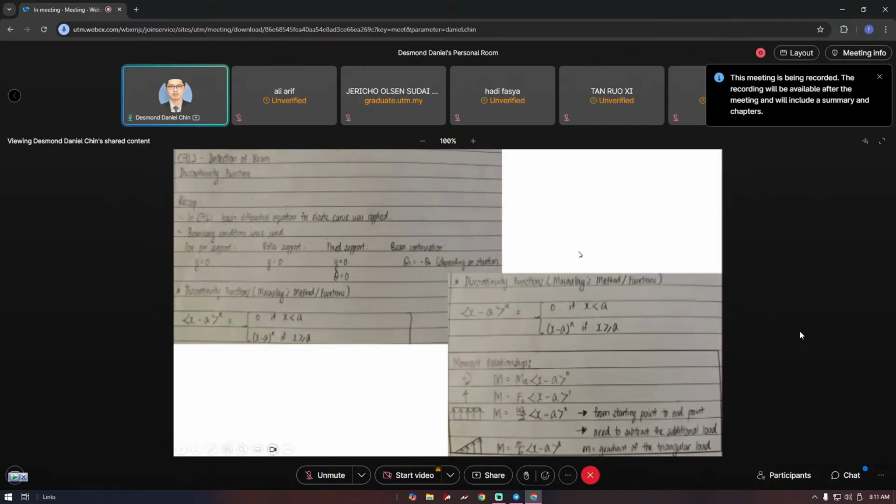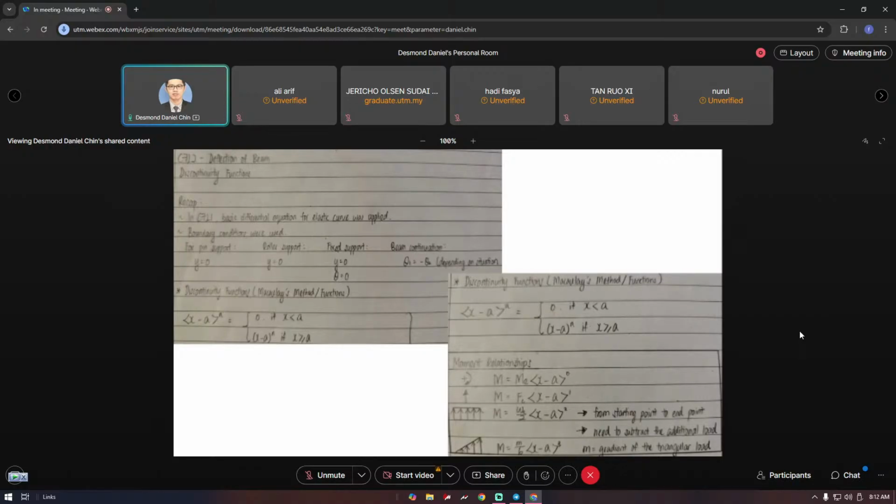As I've mentioned to you, today my objective is to finish up chapter C7L2. This is the continuation of what we have learned two days ago. In this chapter, we will introduce another method in order to identify the slope and also the deflection of the beam.